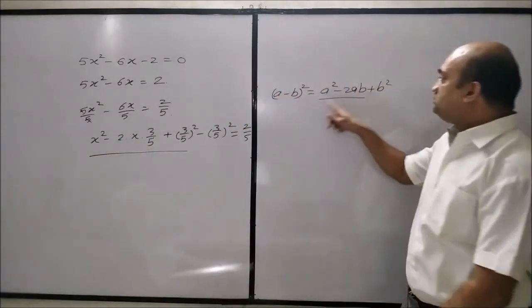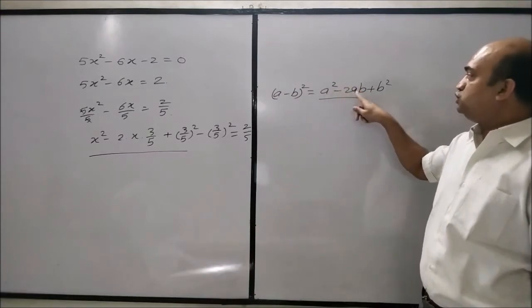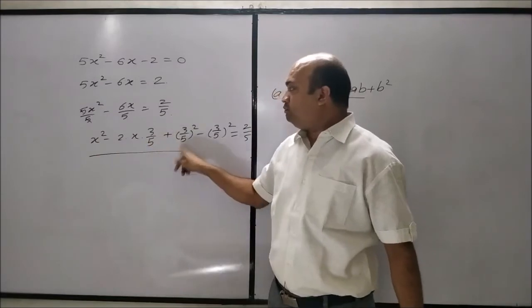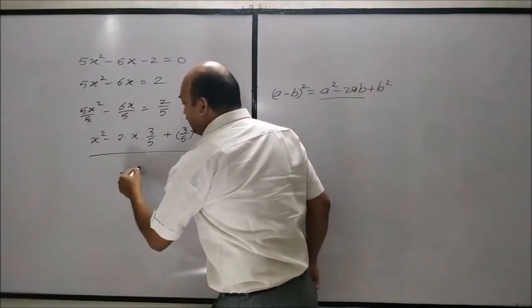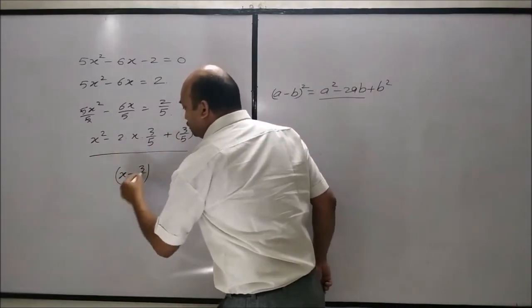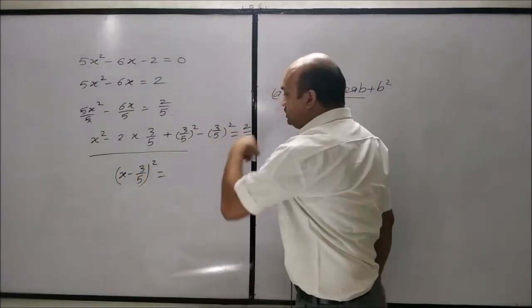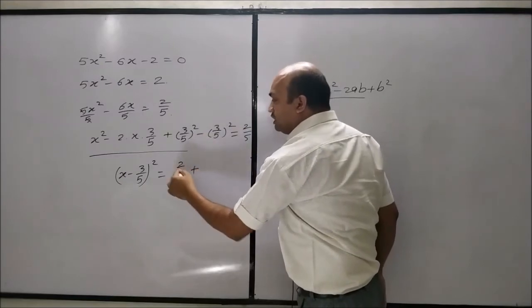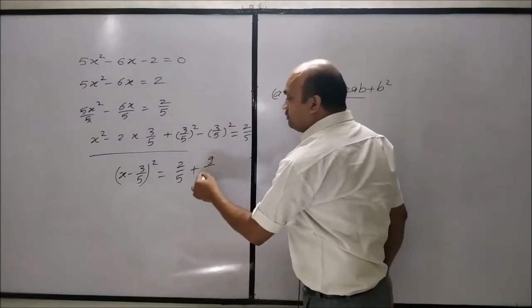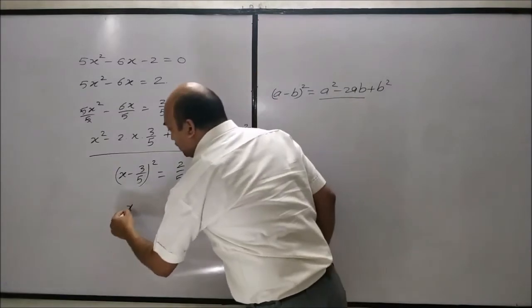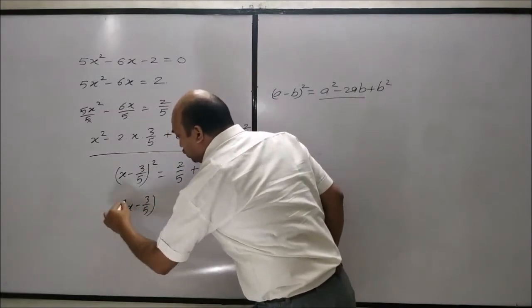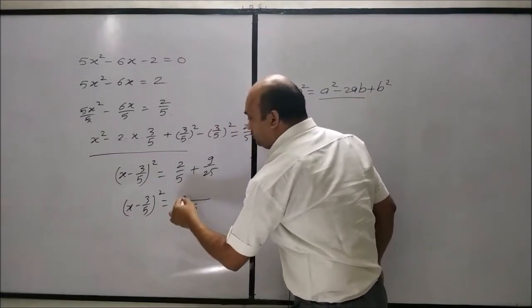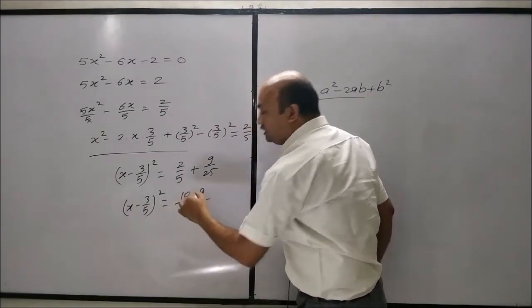These three terms we arrange by the formula a square minus 2ab plus b square. This will be (x minus 3/5) the whole square. And this we shift here, it is 2/5, and this negative term when we shift it will become positive, and it is 9/25. So (x minus 3/5) whole square is equal to, here we take LCM 25, so it will be 10 plus 9.